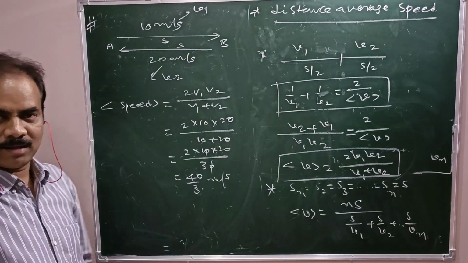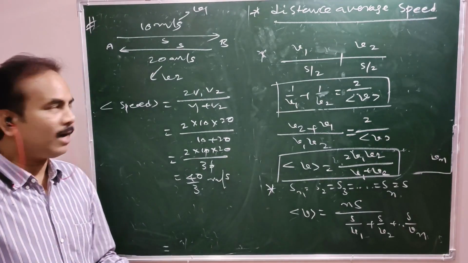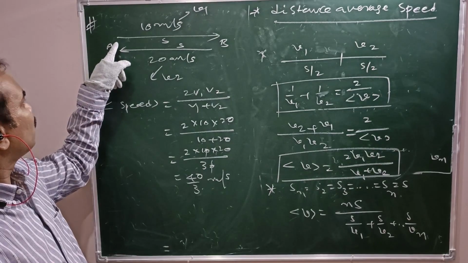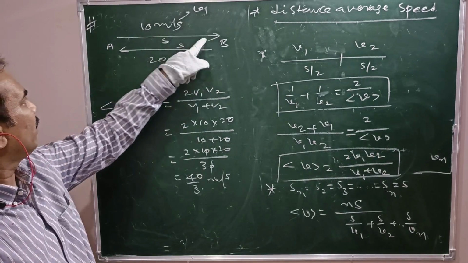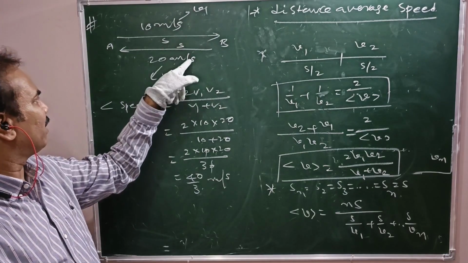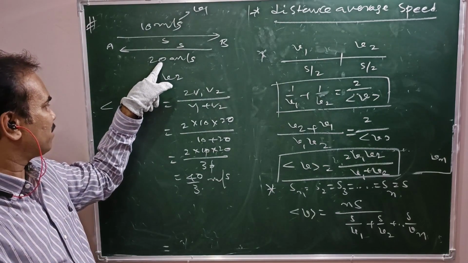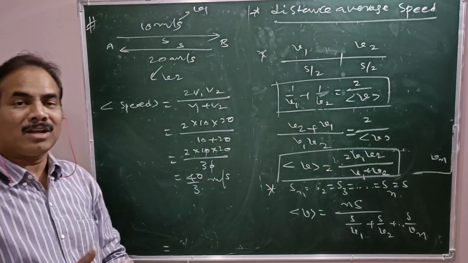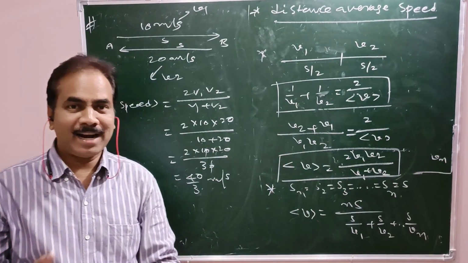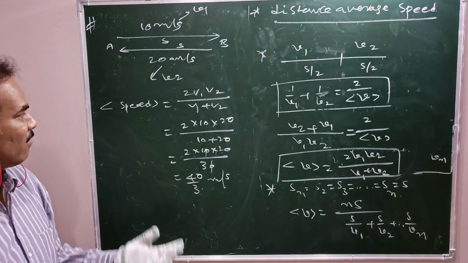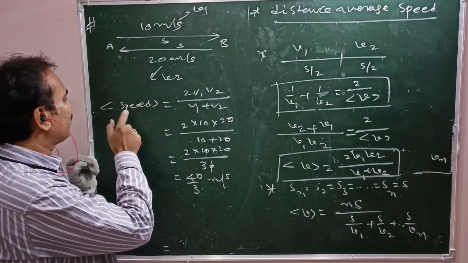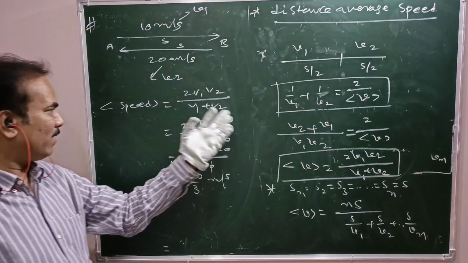Right? Previous sum, right? So a particle moves along a straight line from A to B with one speed and again back to A from B with some other speed 20 meters per second. Then total journey distance can be taken as divided into two equal segments. So therefore, this formula can be taken to solve that sum to get average speed. That is 2v1 v2 by v1 plus v2.